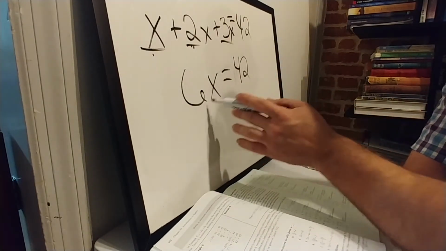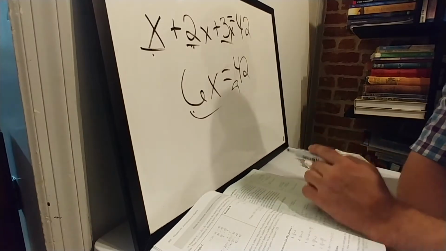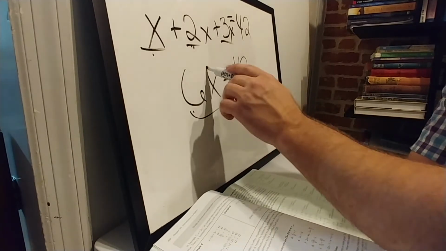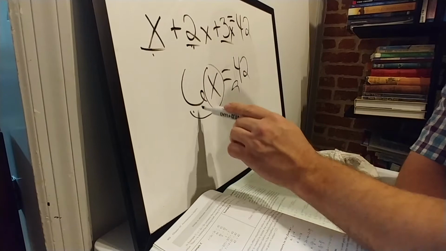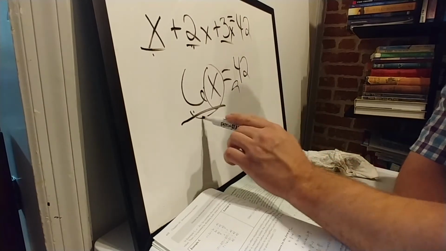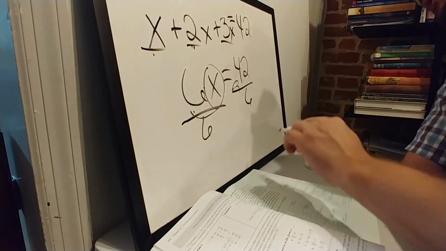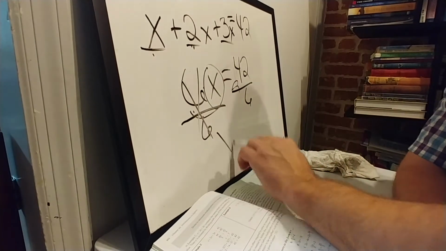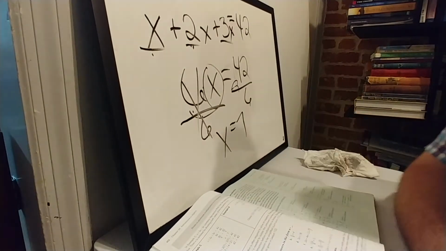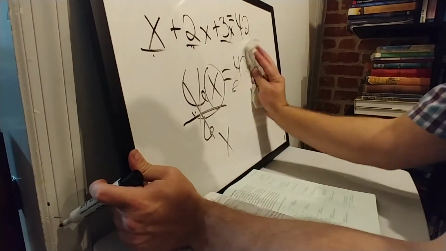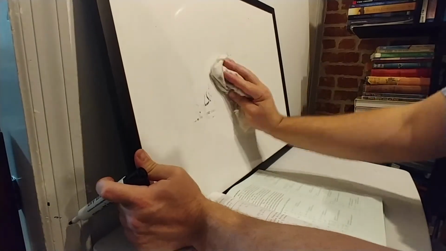Now, we want to get this by itself. So this is times 6. So we divide that by 6 and divide this by 6. These cancel. X equals 7. All right? Let's go into your lesson here and do a couple.